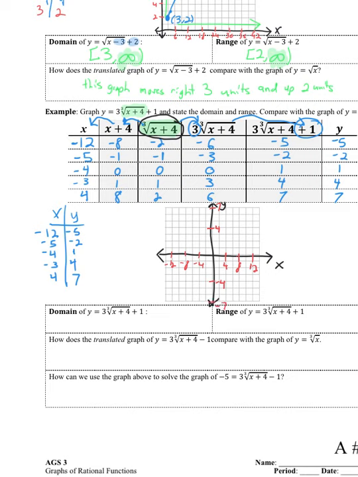And now I can go ahead and plot my points. -12, -5. -5, -2. -4, +1. And then -3 and +4. And then 4, 7.